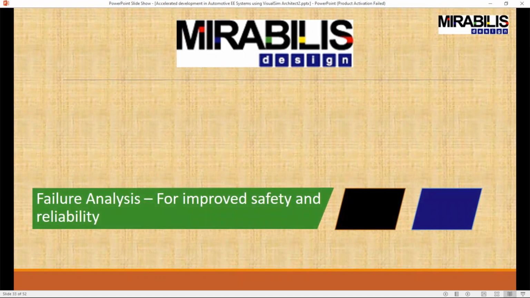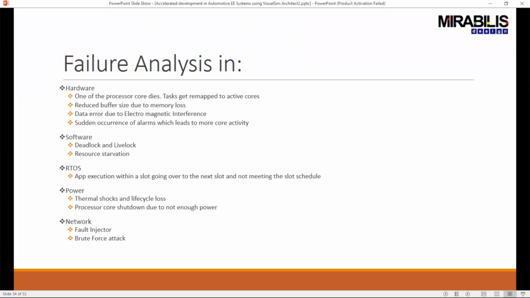Now we go over to the failure analysis for improved safety and reliability. We'll be looking at 5 different aspects: the hardware aspect, software aspect, RTOS, power, and network. Under the hardware aspect, we will be looking at 4 different cases. One is when one of the processor cores dies. Then we need to remap the tasks to active cores. This will tell us whether our current setup of resources, or the current number of cores, is sufficient to achieve the required performance values.